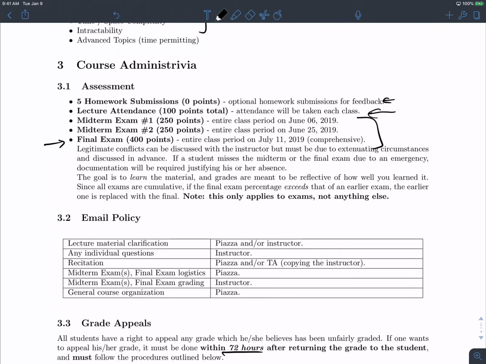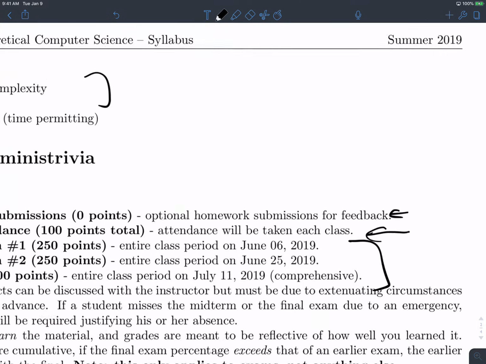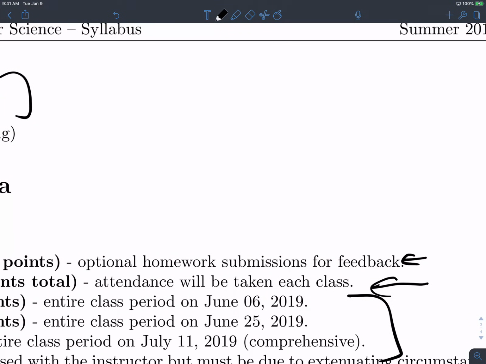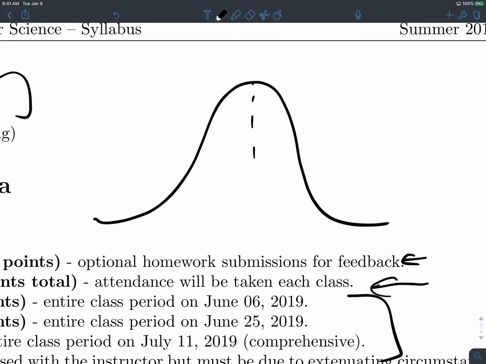Here's actually a good crash course on curving. The way that curving works is that usually you'll have a bell curve like this. And then there's a peak of this distribution. That peak, if you're going to apply curving in a naive way, is the borderline between a B minus and a C plus. That's usually what happens.